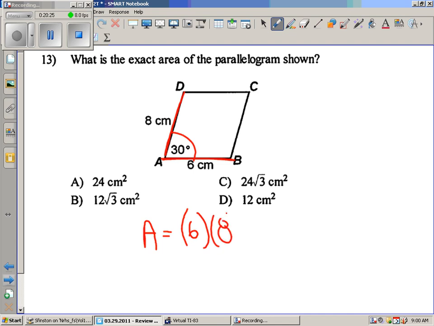6 times 8 times the sine of 30 degrees. Let's see if I can do that for you. 6 times 8 is what? 48. And 48 times the sine of 30 is going to be 24.